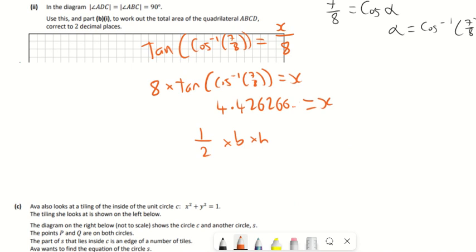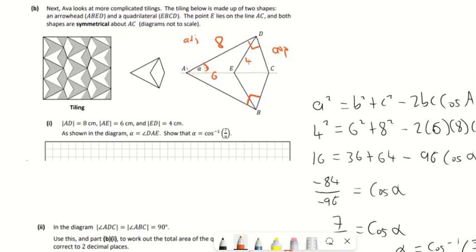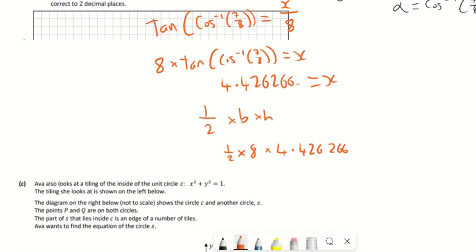So it'll be half times 8 times 4.426. So that would be the area of the triangle then. But remember, we want the area of the whole quadrilateral, so the full shape. So I'm going to times all of that by 2. So I'm just going to times the whole thing there by 2.